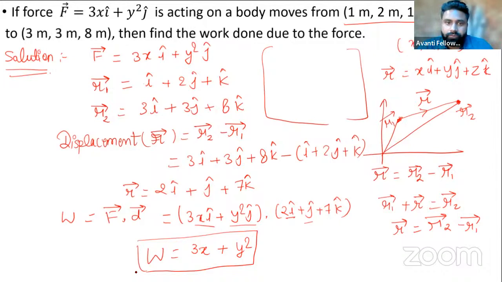He can ask you to find the work done for the position 0 to 2 or 0 to 3 or like this. These are all the possibilities that can be asked, because here the work done is a variable one. Okay, got it. If you have any kind of doubt, you can ask.